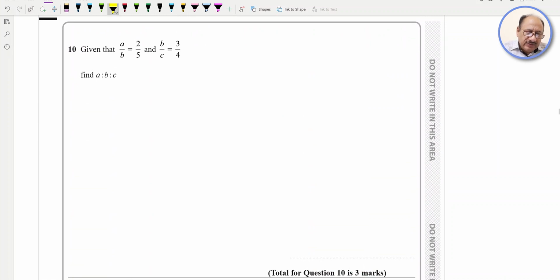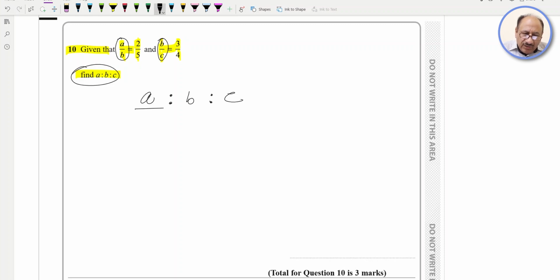Question number 10 says, given that A over B is equal to 2 by 5 and B over C is equal to 3 by 4, find A ratio B ratio C. So what we can do, we can write A ratio B ratio C. This is what we need to find. I have written this. Now we have value of A over B and B over C.